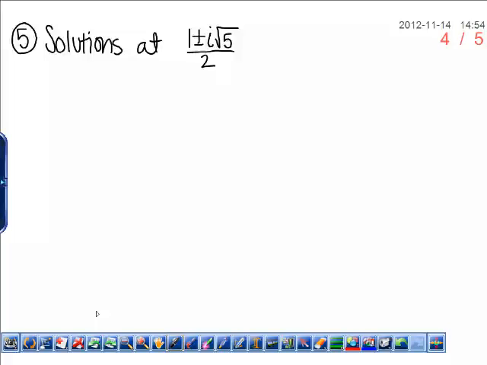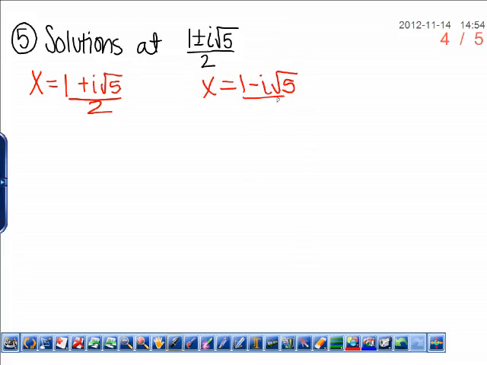One plus or minus i root 5 over 2 are my two solutions. So I'm going to split it up and write it as two separate ones. x equals 1 plus i root 5 over 2, and x equals 1 minus i root 5 over 2. In both these situations, what are we going to do first?